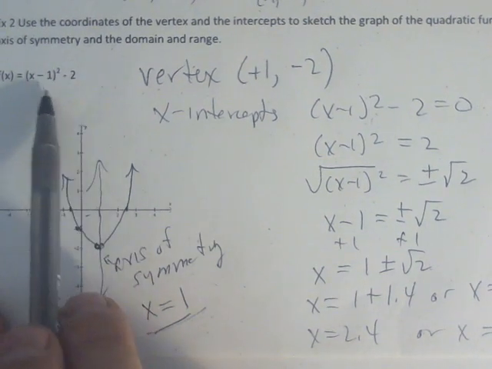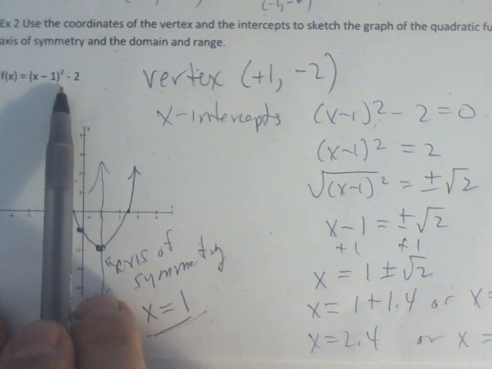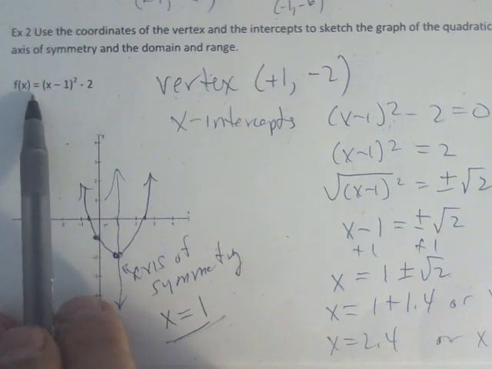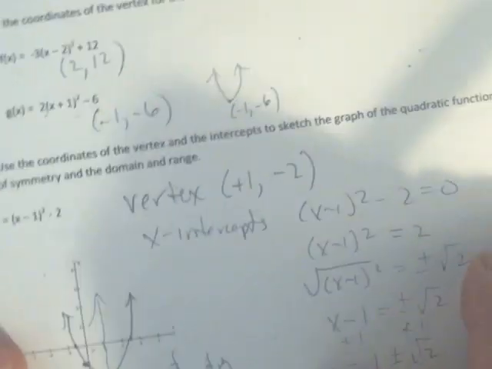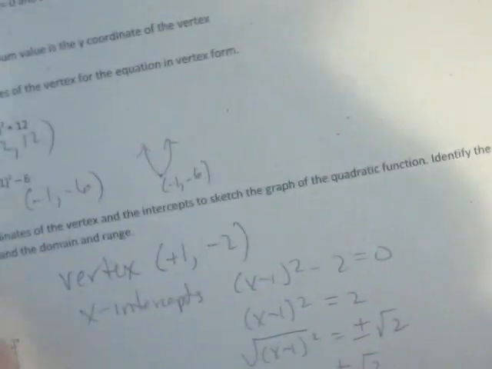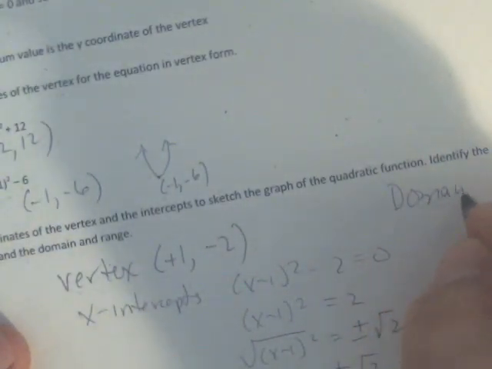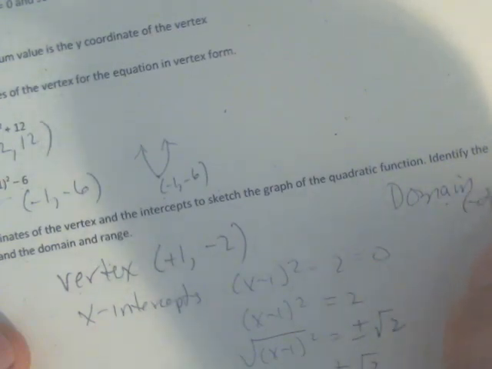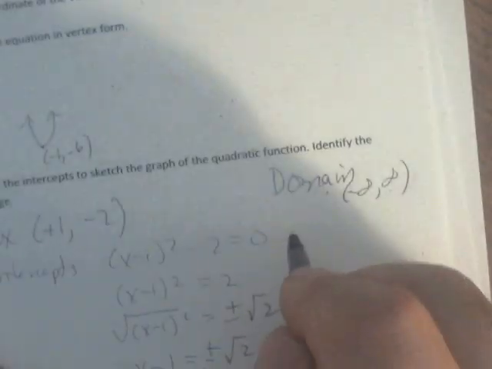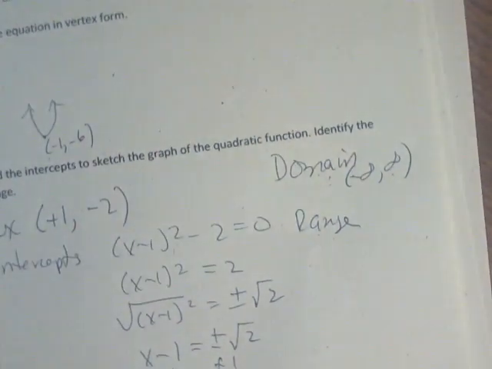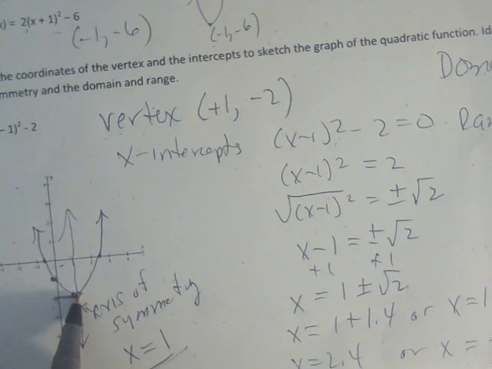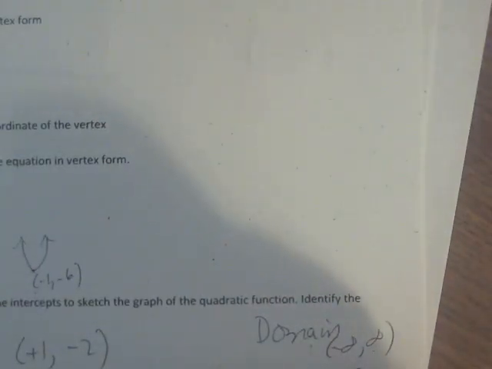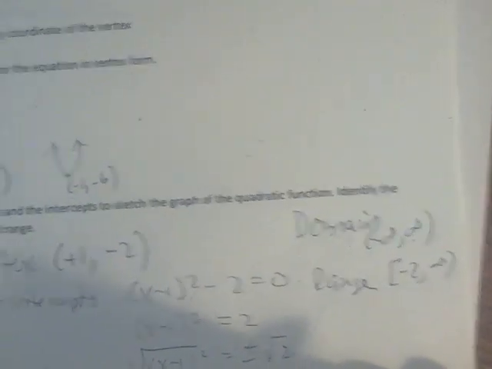Domain, and we just talked about this in the last chapter, as long as you do not have a fraction or square root, your domain is negative infinity to positive infinity. So my domain is negative infinity to positive infinity. My range, I'm going to get that from the graph. So it looks like my lowest y is negative 2. That's your minimum as well, negative 2. And it gets bigger. So my range is negative 2 to positive infinity.